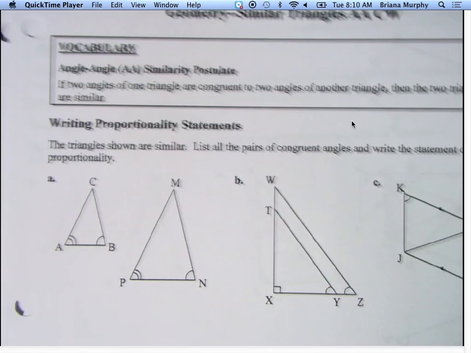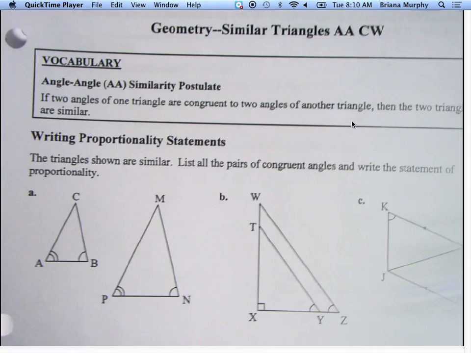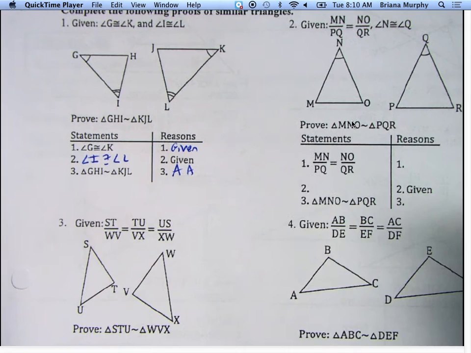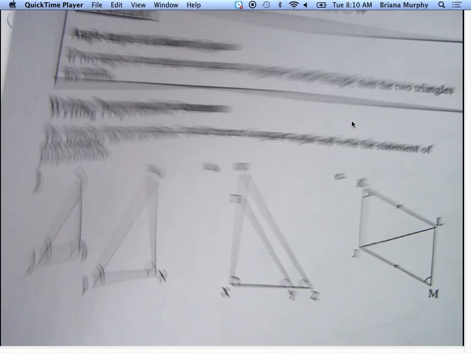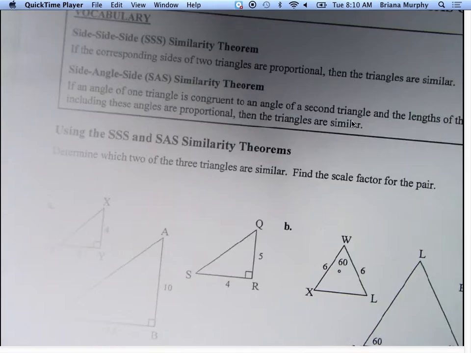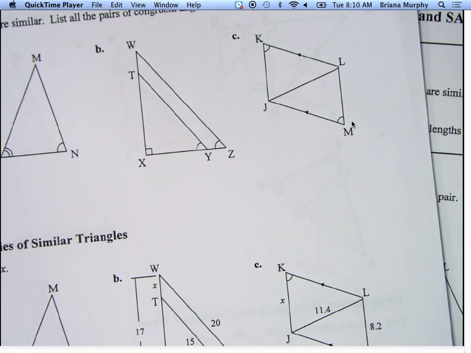Okay? What was the last one? Angle, angle. Remember your possibilities for your last one are angle, angle, side, side, side, or side, angle, side. Okay? All right, guys. You should be able to spend the rest of the hour working on this. You should be able to get it finished before the end of class.